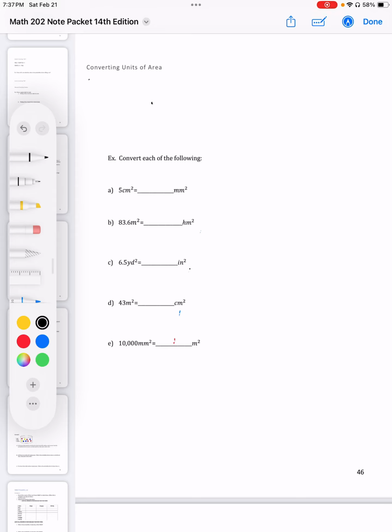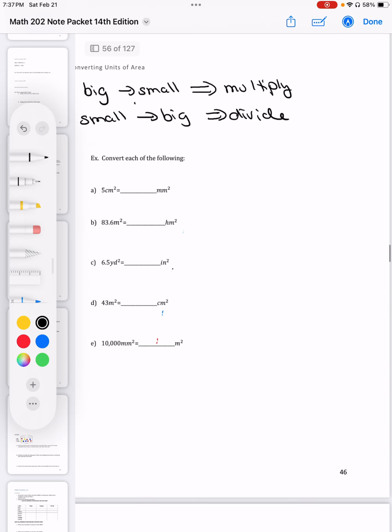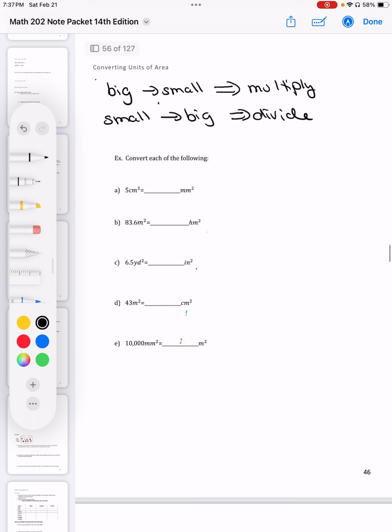Let's take everything that we already knew about converting units and apply those to our area. Things that we already knew: if we were starting with a bigger unit and going to a smaller unit, then we're going to multiply. And if we're at a small unit and we want our answer to be a big unit, we're going to divide. And we're going to start with our metric system, which we also already know.